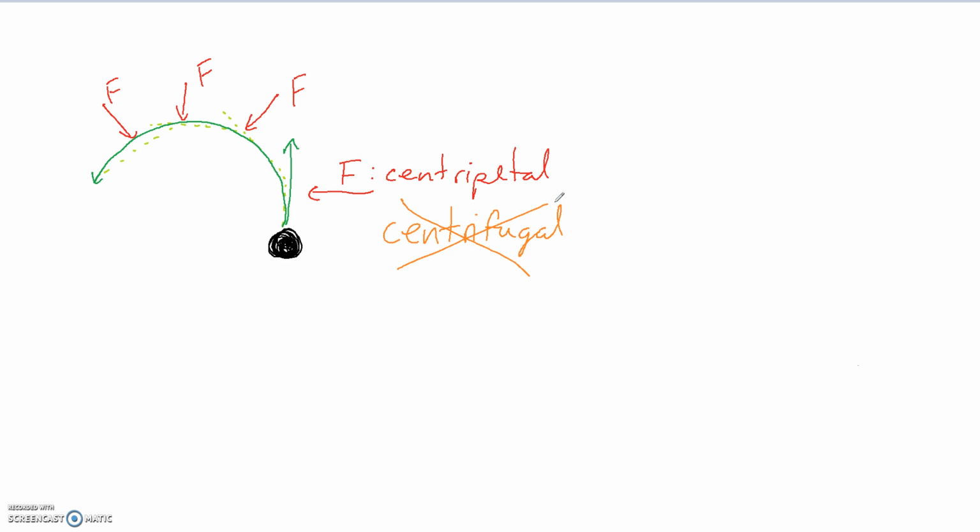Now, the centripetal force can come from different places. It can come from tension on a string when you're twirling something around. It could be the normal force on a track, like on a roller coaster. It can be gravity for planetary motion. Even friction on tires when a car goes around a corner. There's lots of places centripetal force can come from. But it always, always, always points to the center of the circle.